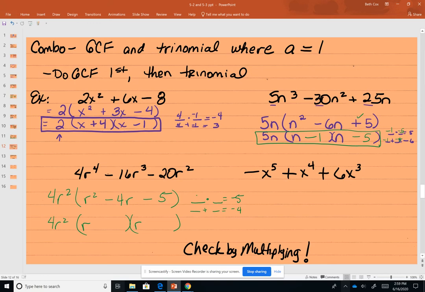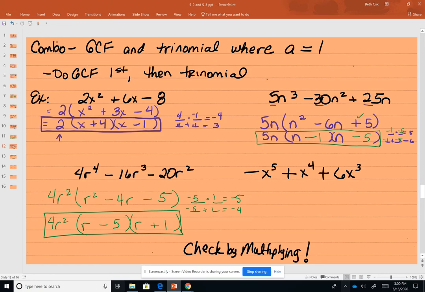All right, so 5 and 1 again. 5 and 1 again is going to be a negative 5 and a positive 1. Negative 5 and positive 1. I always do my signs last. Get the numbers and then I do my signs.